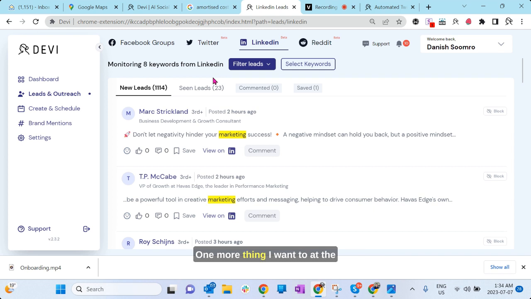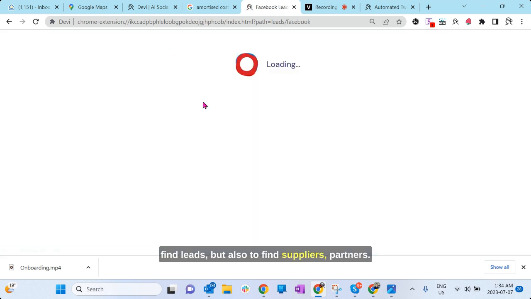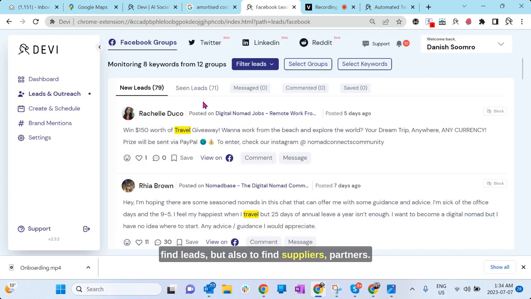One more thing I want to share at the end: Devi is good not only to find leads but also to find suppliers and partners. I have been published in CNN by just monitoring the keyword "news and marketing," and I saw a post where a journalist was looking for founders like me who want to talk about marketing. I gave my comment, and I got a very important backlink. So you could use that strategy.